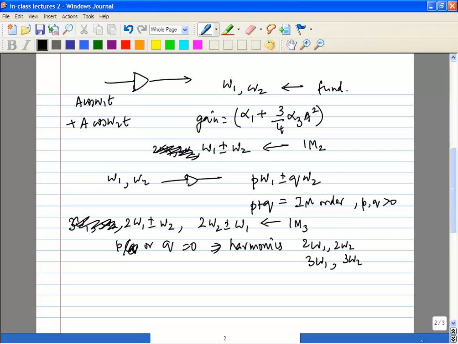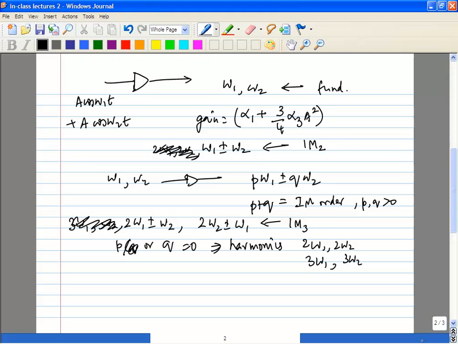2 omega 1 minus omega 2, you will get it only if you have a cubic term. And that will represent how strong my second harmonic is? No, because if you give pure sinusoids at the input, at the output you get some components at 2 omega 1 minus omega 2 and 2 omega 2 minus omega 1. They won't be a reflection of how strong your second harmonic is.